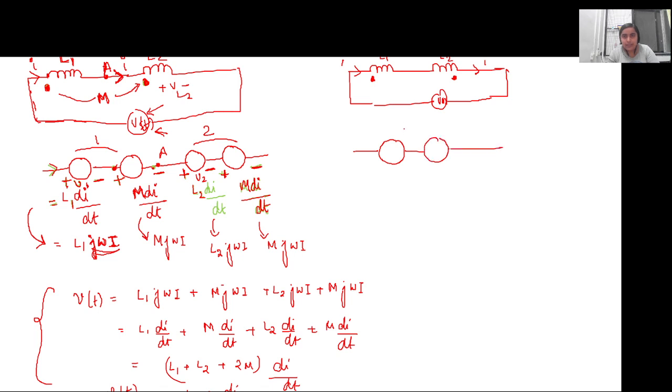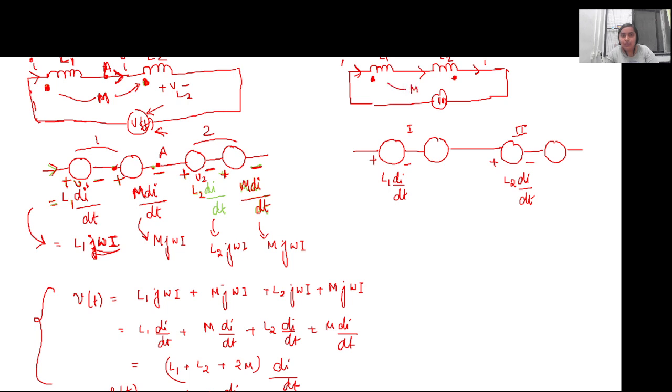So let us consider this is for the inductor 1 and this is for the inductor 2. So how will it be? For the first circuit, the self inductance will be L1 di by dt. Now how will the sign be? The current is entering through this terminal, so the voltage drop will be like this. In the second circuit, again the self inductance will be L2 di by dt, and since current is entering through here, the voltage drop will be like this.